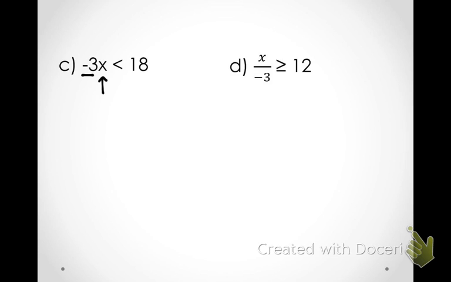How do I get rid of multiply by negative 3? Divide by negative 3. What you do to one side, you've got to be fair and do it to the other side.